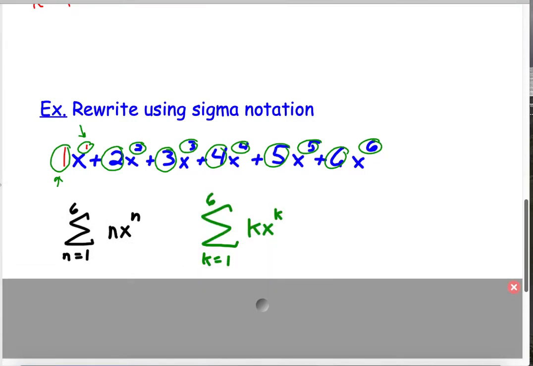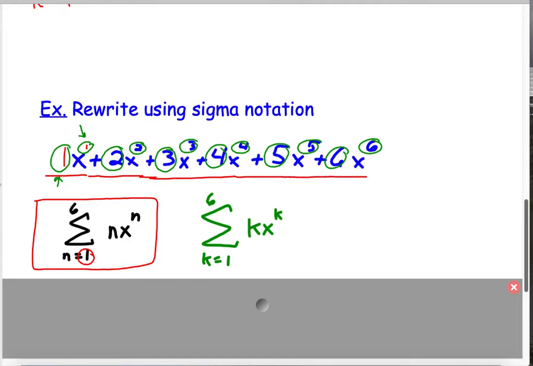There's a couple ways to do it. I would say this is probably the most straightforward way. Let's say sigma n equals 1 to 6 of n times x to the n. So we're going to plug in 1 for n, and we get 1x to the first. The sigma says that we're adding all these together, so we get 1x to the first, plus, and then n bumps up to 2, so we get 2x squared, plus, and then n bumps up to 3, and then to 4, and then to 5, and then to 6.